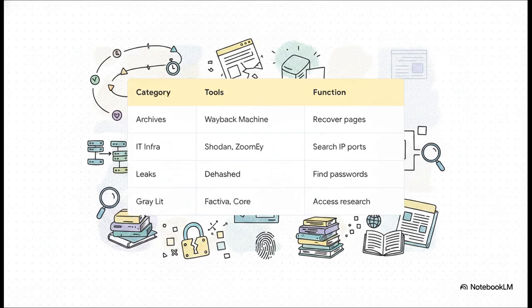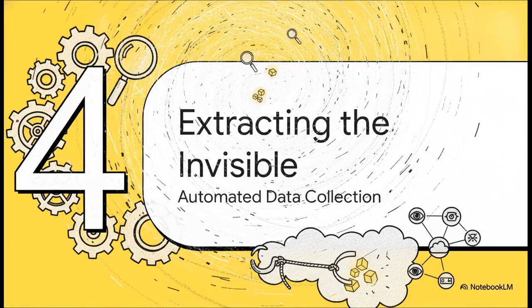For leaked data, a tool like Have I Been Pwned can tell you instantly if an email was caught in a data breach. And for accessing that gray literature we mentioned, databases like Factiva or Core tap right into millions of global news sources and academic papers. Which brings us to part 4, extracting the invisible.